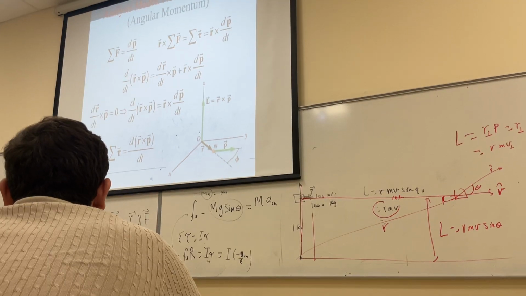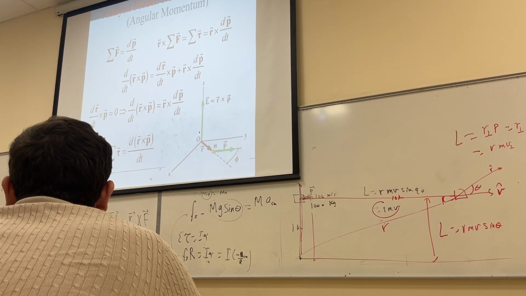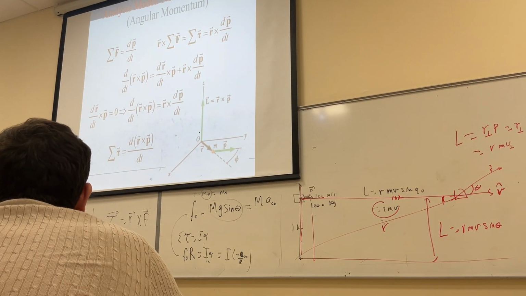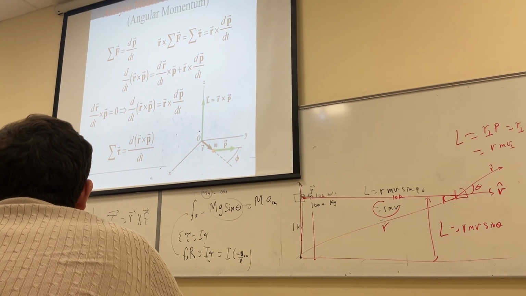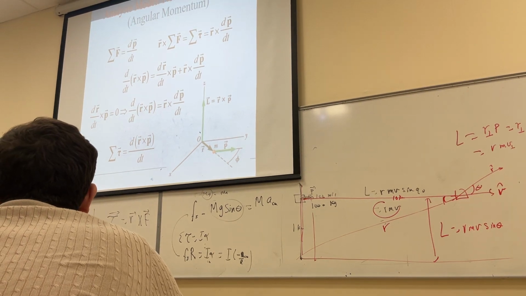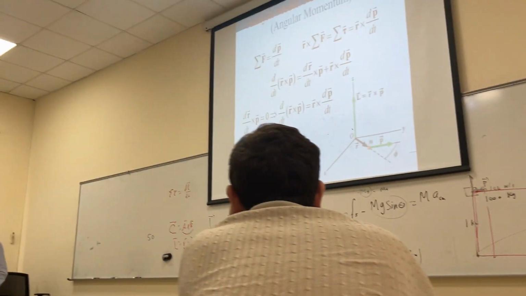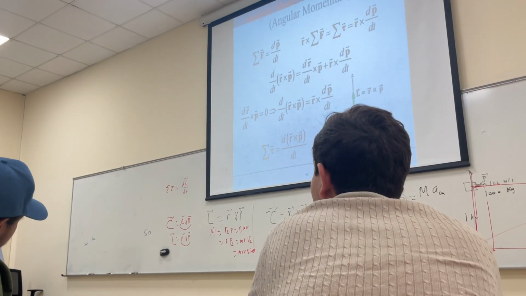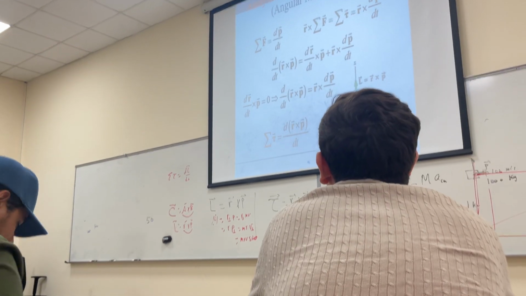dL by dt. If I want to rush towards the end of the class, I'll tell you: if the torque is 0, what does it mean? If the sum of the torques is 0, there is no change of angular momentum. Look at the equation. dL by dt is 0. What does it mean? What's L? Constant. L is conserved.